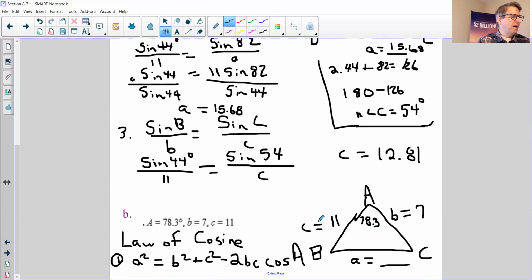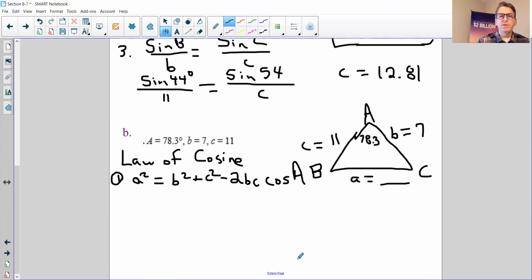A side, angle, and a side tells me that we're going to start with the law of cosines. So I've got it started here. We're going to work with this angle A because we know angle A, and we're going to use it to try to find the opposite side, A squared. So A squared is equal to B squared plus C squared minus 2 times B times C times the cosine of A.